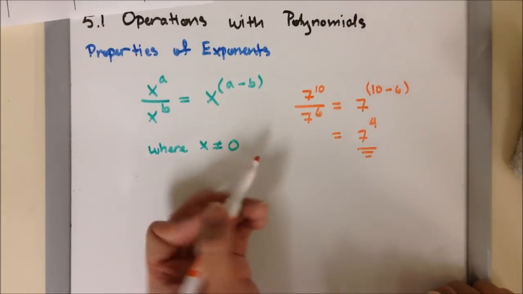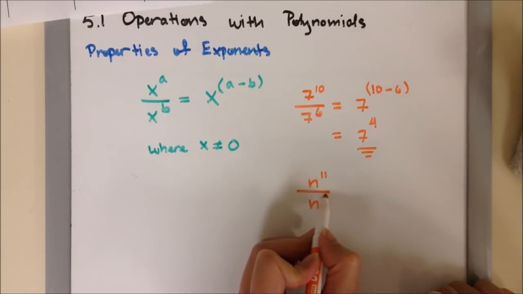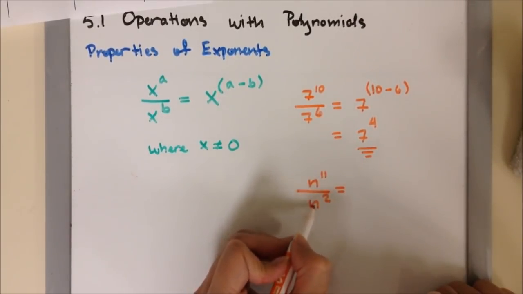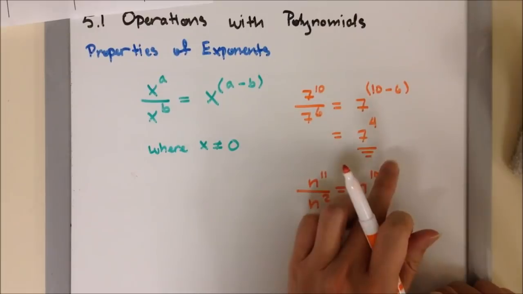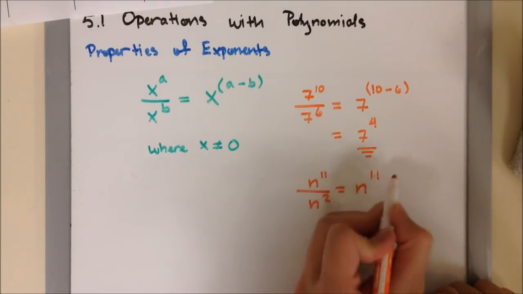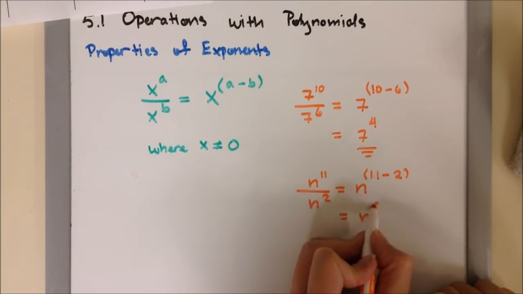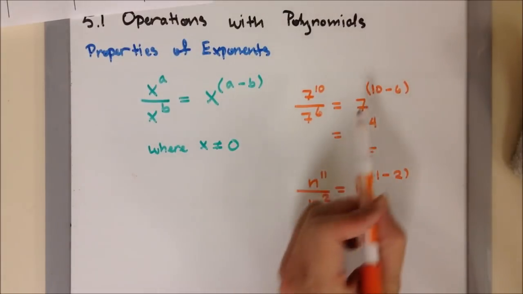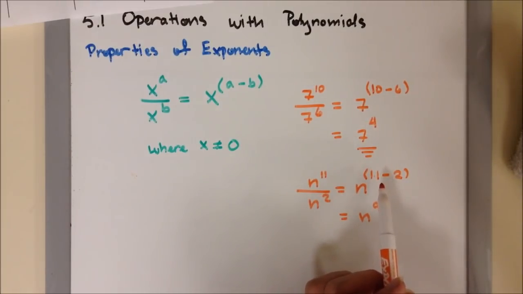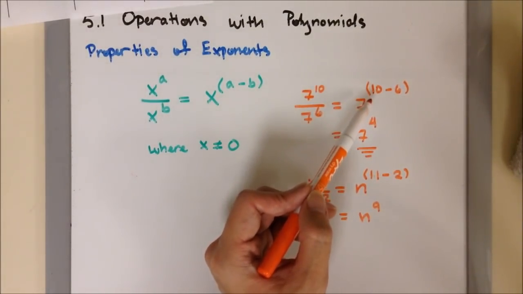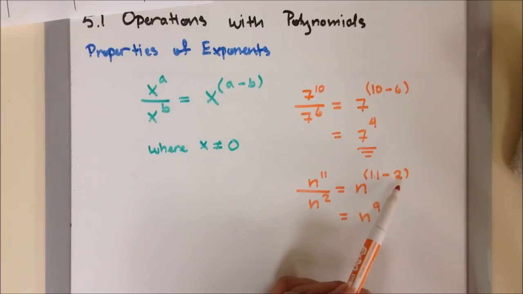Now say we were working with variables. So n to the 11th power divided by n to the 2nd power. Since it's the same base, dividing means n to the top exponent minus, sorry, that's supposed to be 11. Top exponent minus bottom exponent equals n to the 9th power. Now, notice how I put parentheses on the exponents when I am trying to operate with them. The reason I put parentheses is to emphasize that my 10 and my 6 are exponents. Here, to emphasize that my 11 and my 2 are exponents.